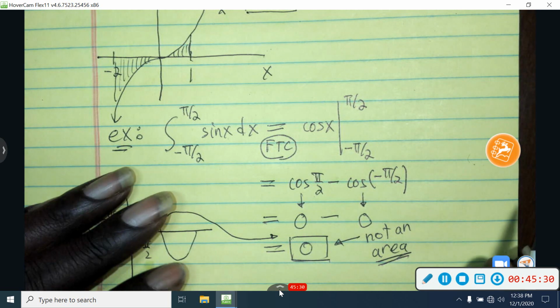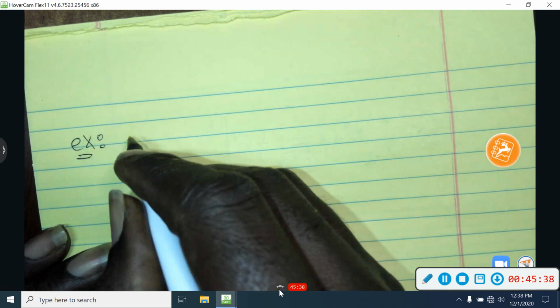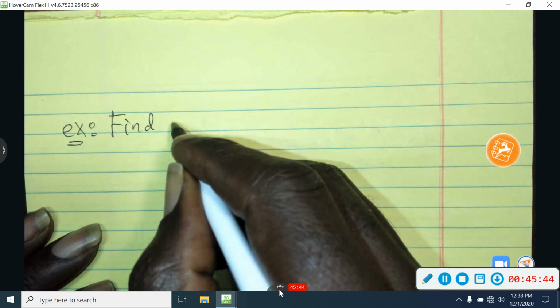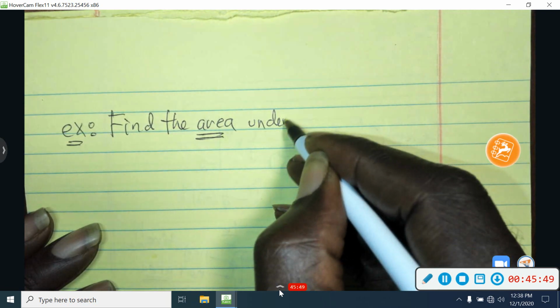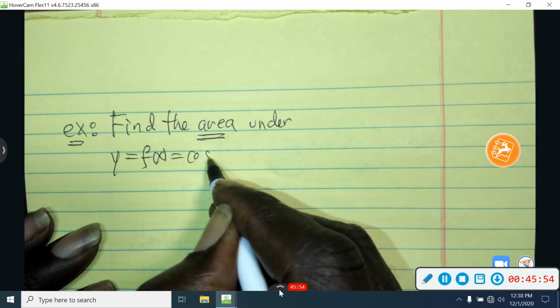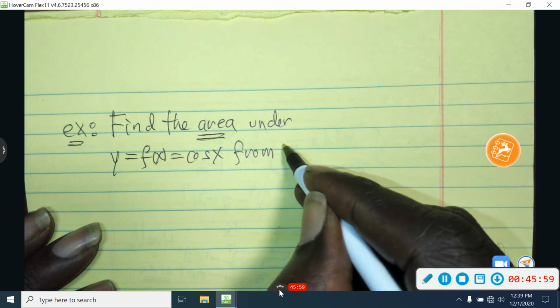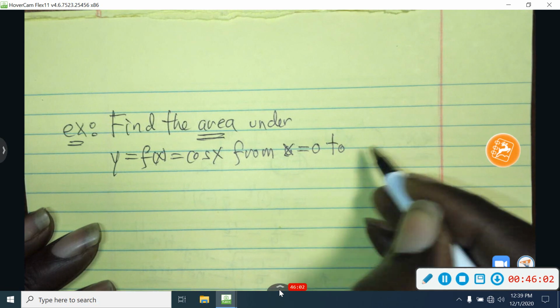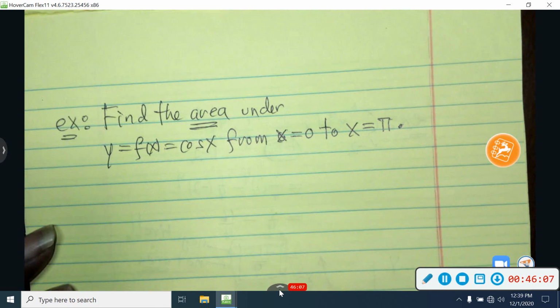Like, for instance, this one. One more, then I'm going to give you some. For instance, this one. Let's say it is a word problem. Find the area under the function y equals f of x equals cosine x from x equals 0 to x equals pi. How about that?